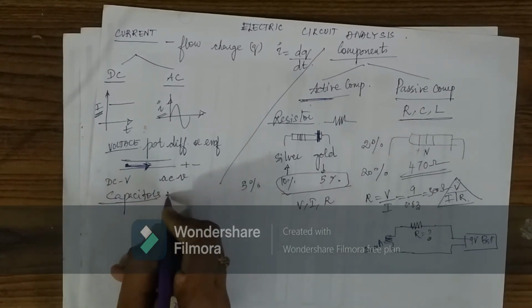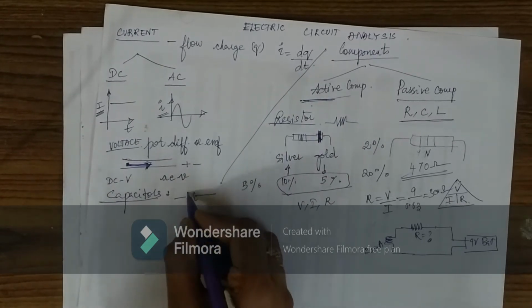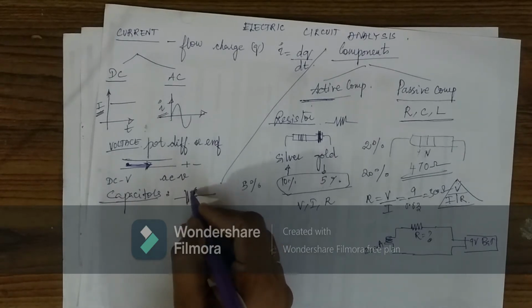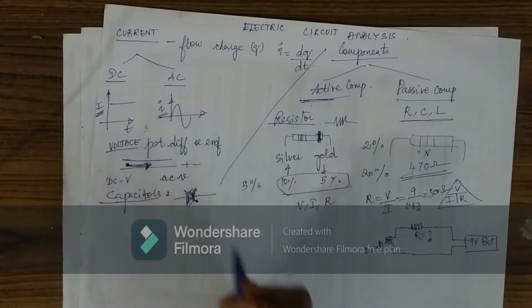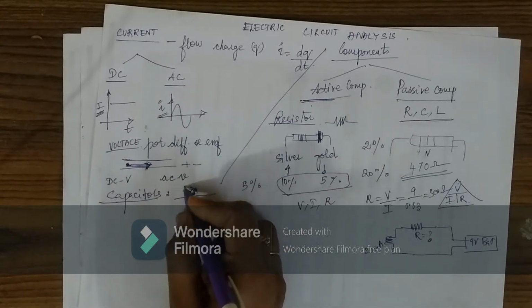Capacitors. The symbol for a capacitor is like this. It has two plates separated electrically, by a dielectric medium, normally a good insulating material. It may be air or anything, an insulating material. It separates the two plates.